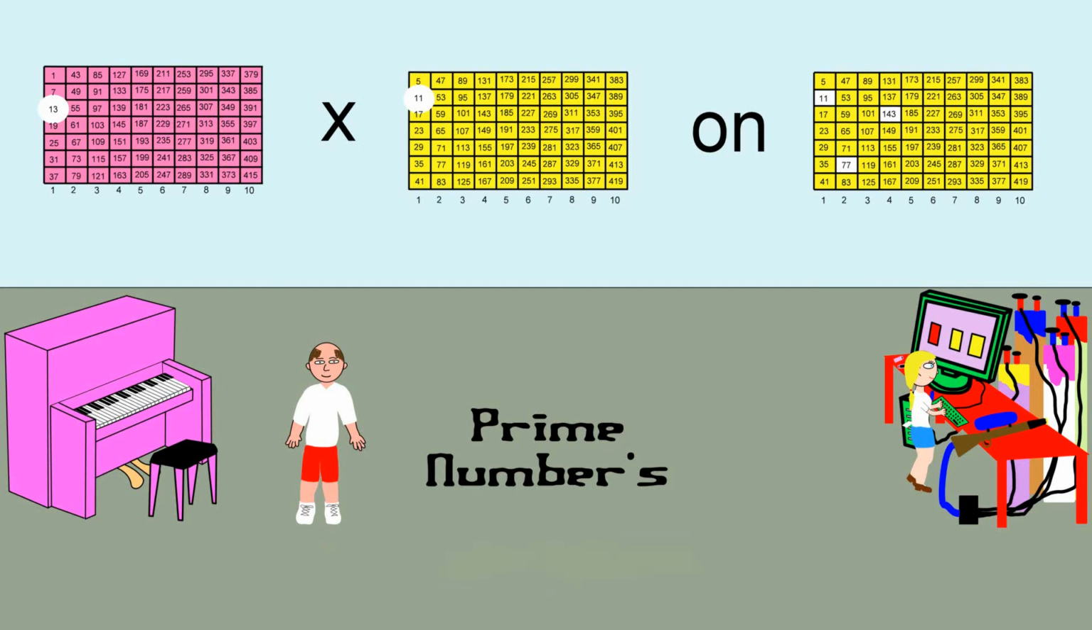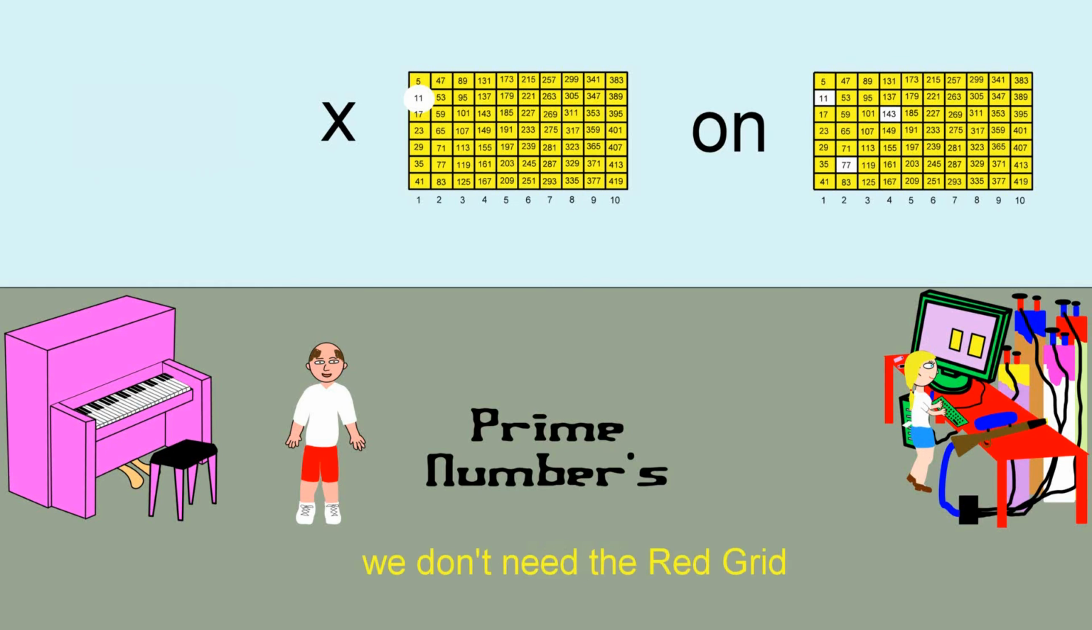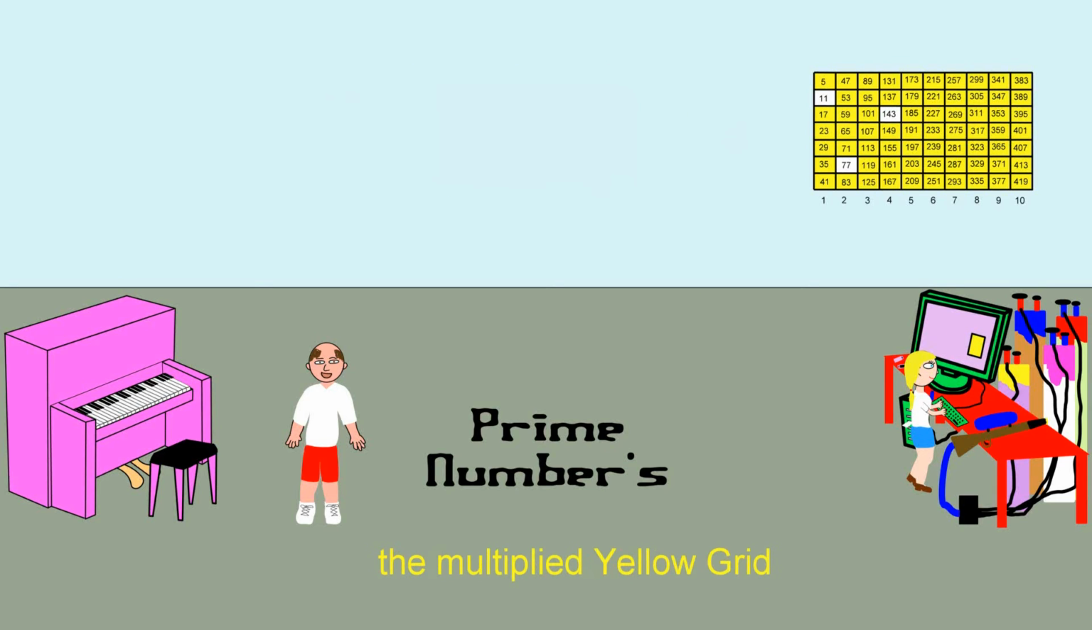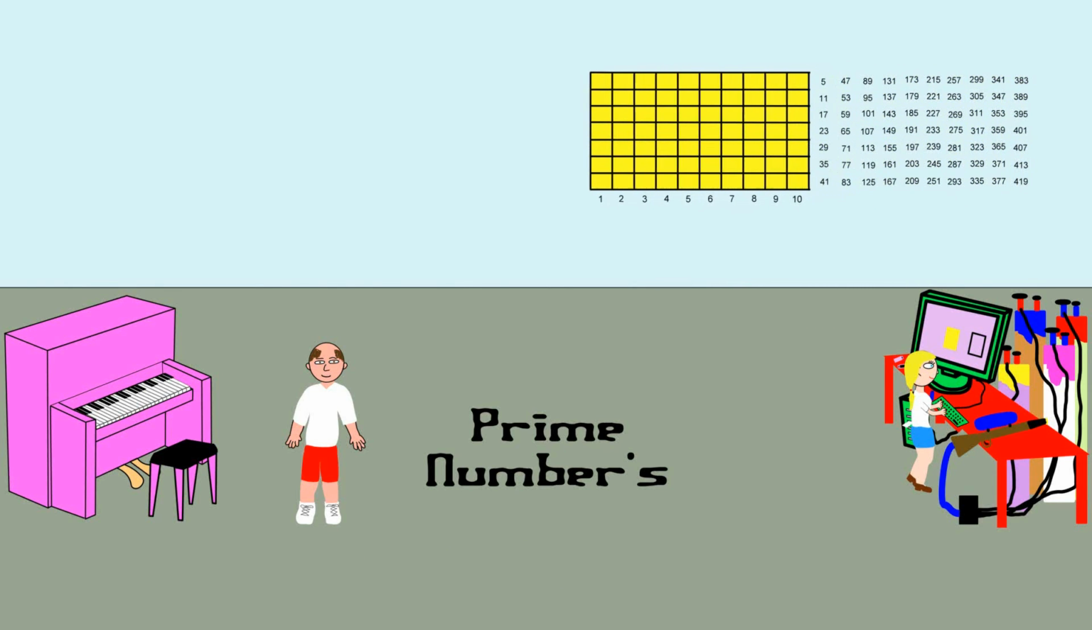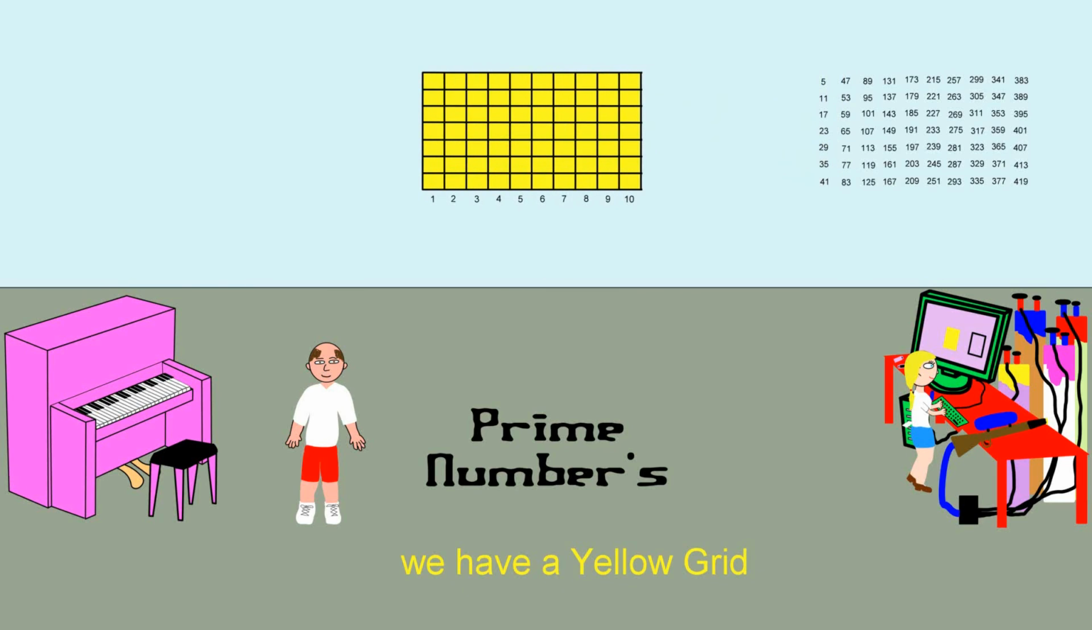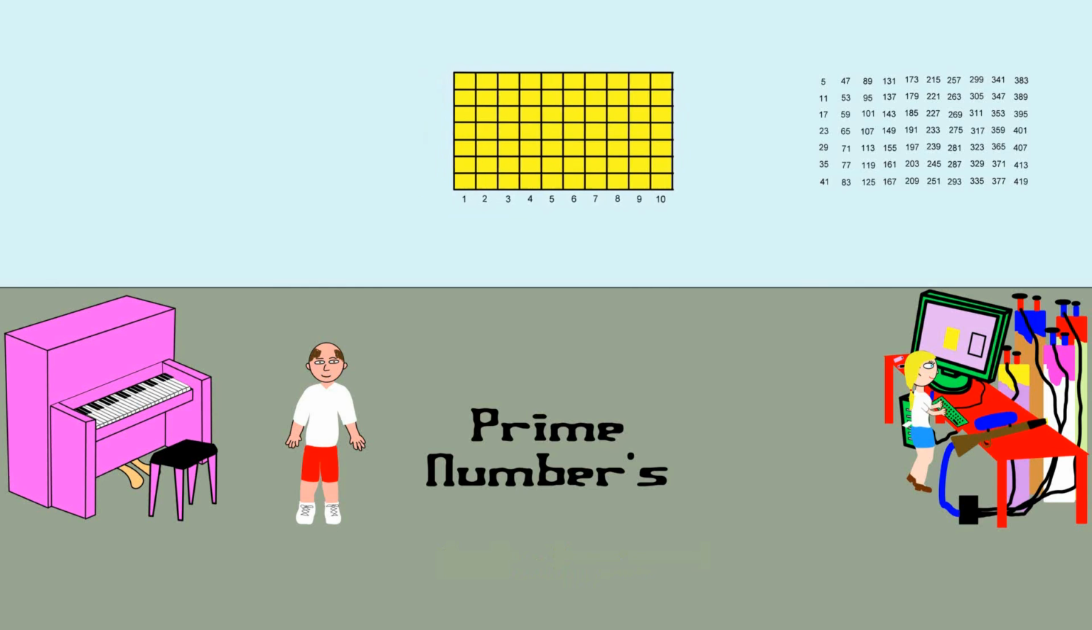What's that mean? Since the first axiom holds true, and the 7 symmetrical patterns are true, then that means, wow, we don't need the red grid. Then we don't need the multiplied yellow grid. Hello, we don't even need the numbers. We have a yellow grid and 7 symmetrical patterns. That's all we need.